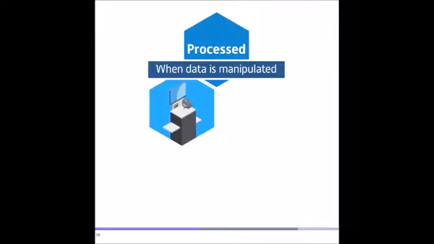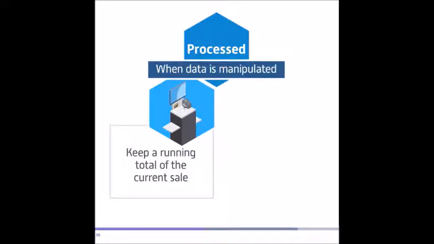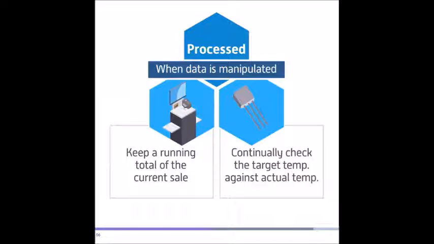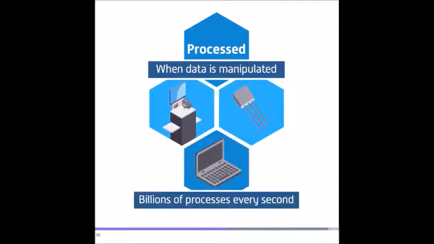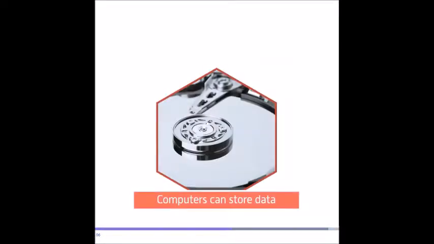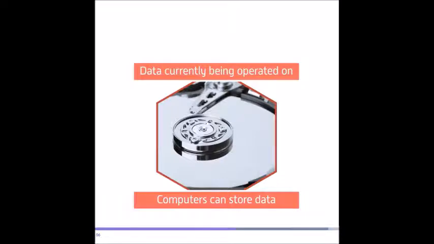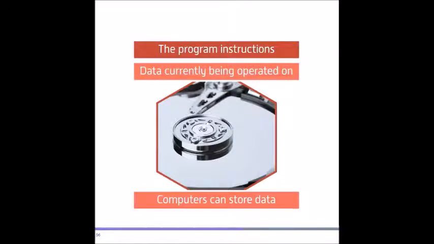One process of a self-checkout machine is keeping a running total of the current sale. The climate control system would continually check the target temperature with the actual temperature, making a decision about which devices to turn on or off. A laptop has a processor capable of billions of processes every second. Computers also store data. This includes data currently being operated on, as well as the program instructions themselves.